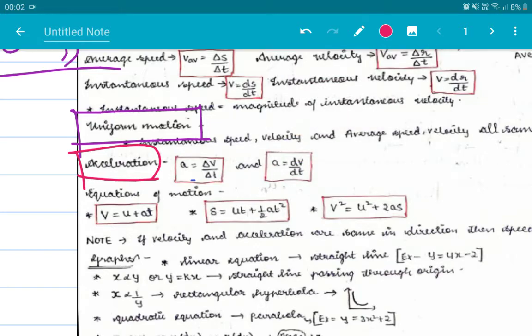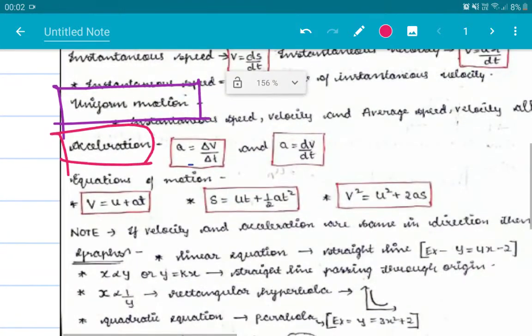So you know what acceleration and retardation are, right? Increasing of speed in a particular time is acceleration, and retardation is the opposite: decreasing of speed in a particular time. Acceleration is given by s final minus s initial by time taken, or v final minus v initial by time taken. S or v here is nothing but speed final minus speed initial by time taken, that is acceleration.